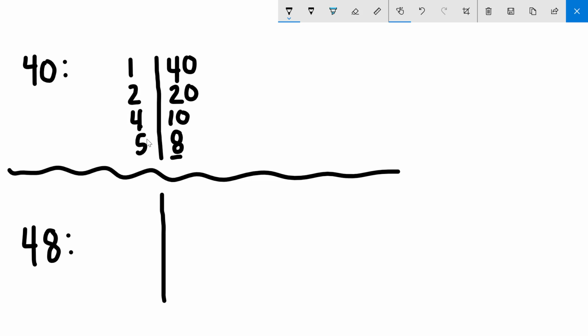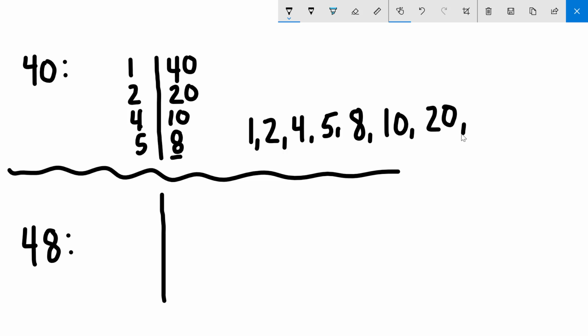Okay, so now, no matter which side of my table, all of these are factors of 40. So I can list them out. So I have 1, I like to list them in order, 2, 4, 5, 8, 10, 20, and finally 40. So those are all my factors of 40. Remember, these are all numbers that can be multiplied by another number to get to 40, or these are all numbers that can go evenly into 40.